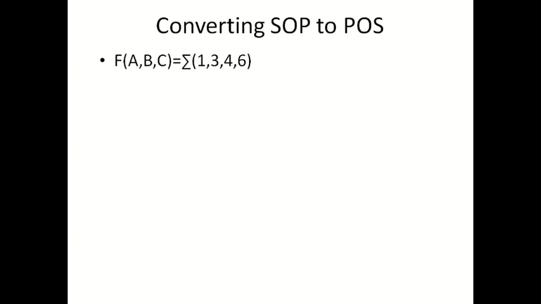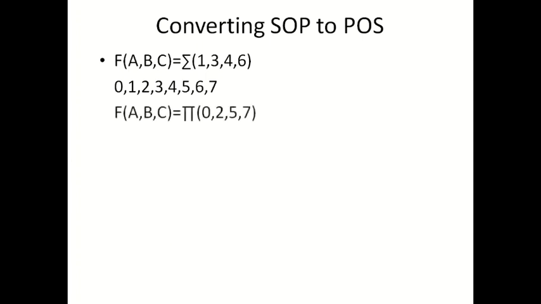And that is going to be your POS. So you can see here, we can have possible values of 0, 1, 2, 3, 4, 5, 6, 7. But out of these 8 values, there are 4 values which are missing. So those missing values are actually representing your POS. So if you write the function ABC equals pi of 0, 2, 5, and 7, in this way we can convert the SOP to POS. As well as if they are giving the function in a POS form, then you can also easily convert it into SOP.